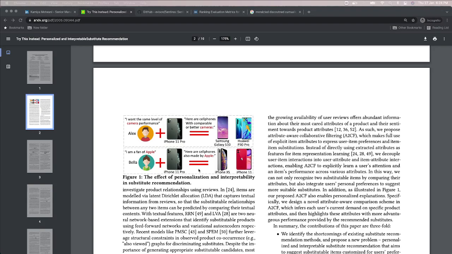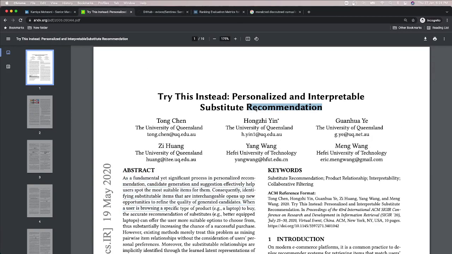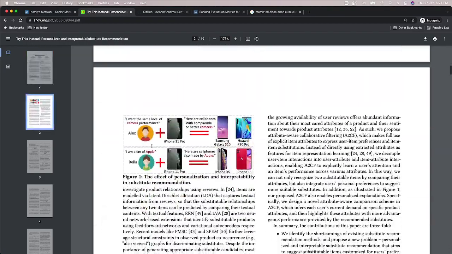Hi, in this video, we will quickly go through the problem of recommendation systems, which is recommending an item to a user in place of another item, but it should be personalized and interpretable. What we really mean by that is, for a user who is browsing iPhone 11 Pro, we can recommend Samsung S10 if we find out that for that user the camera is an important attribute. Likewise, for some other user, we might instead recommend an iPhone of a higher range if we understand that the preference was the brand itself, right?